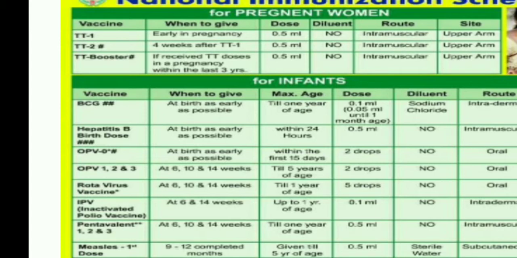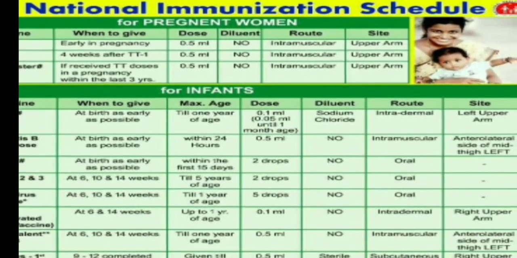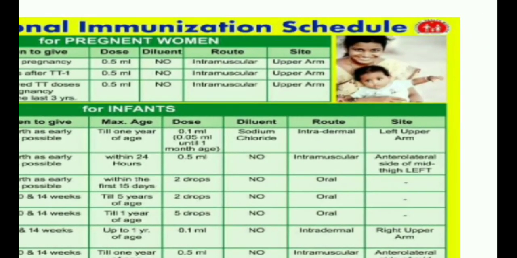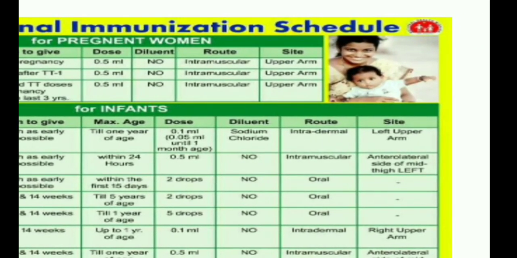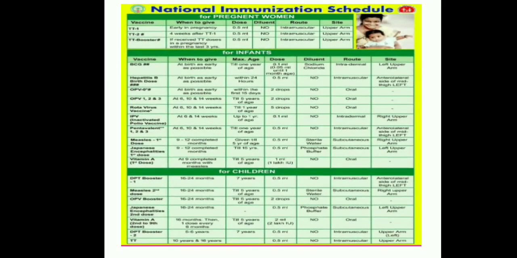The dose of the BCG vaccine is 0.1 ml, and the diluent is sodium chloride. The route of the BCG vaccine is intradermal, and the site is the left upper arm. This is very very important. This immunization schedule is already over.